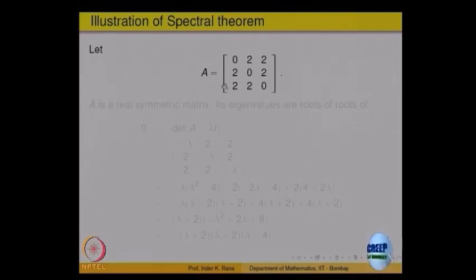Look at the matrix A with the entries 0, 2, 2; 2, 0, 2; and 2, 2, 0. The first observation is that this is a real matrix and it is symmetric. The row 0, 2, 2 is the same as the column here. So, interchanging rows and columns, this is a symmetric matrix. As our theorem says, it should have n eigenvalues, which means the characteristic polynomial should be completely factorizable. Here the characteristic polynomial will be a cubic of degree 3. So, how do you find that?